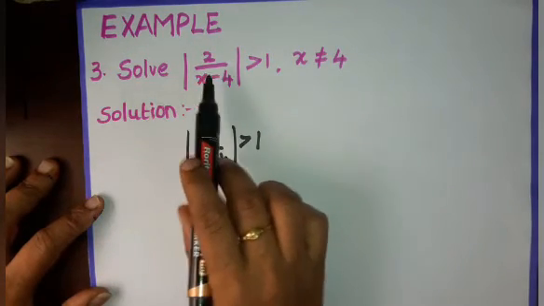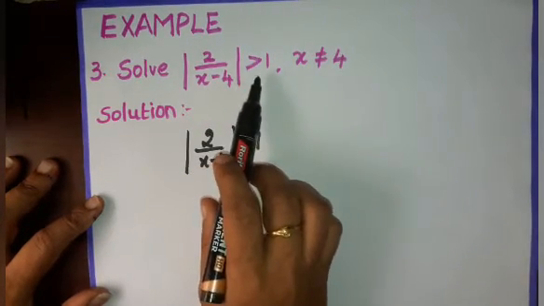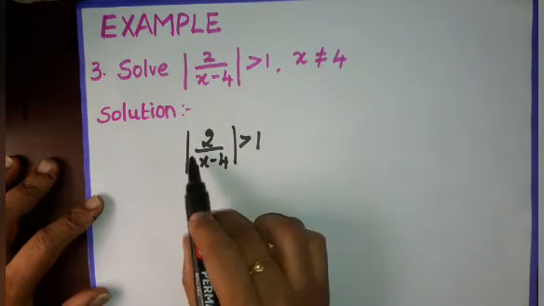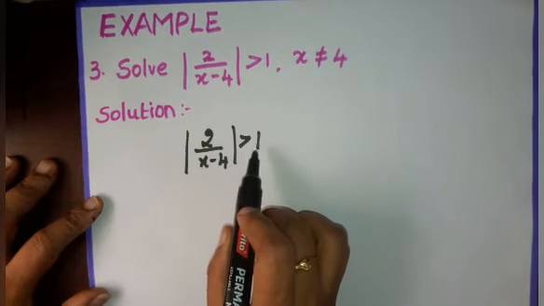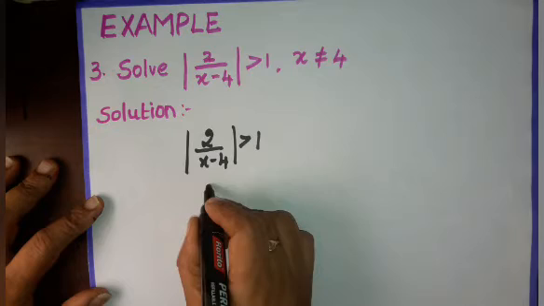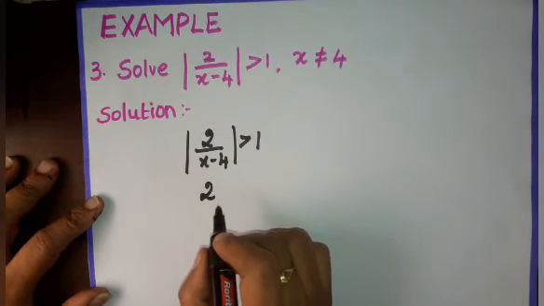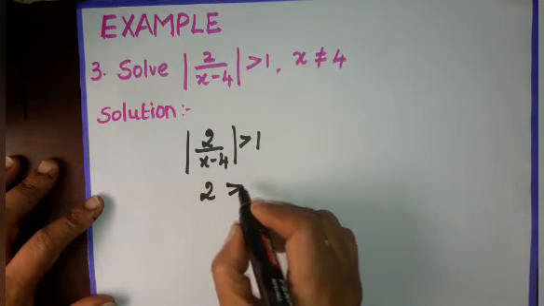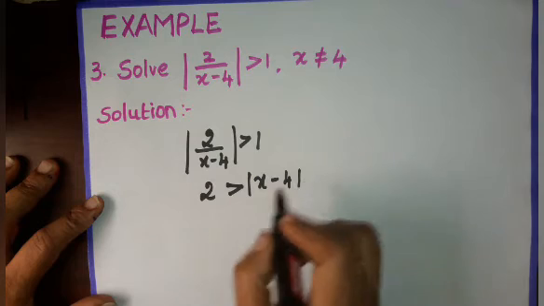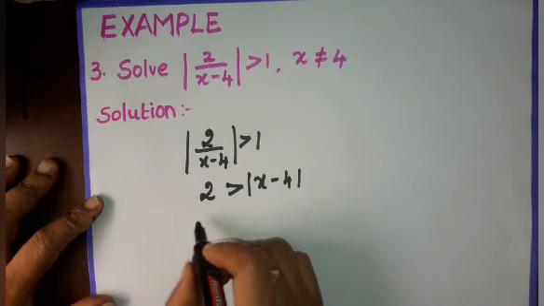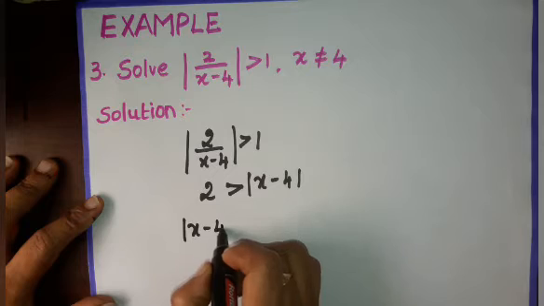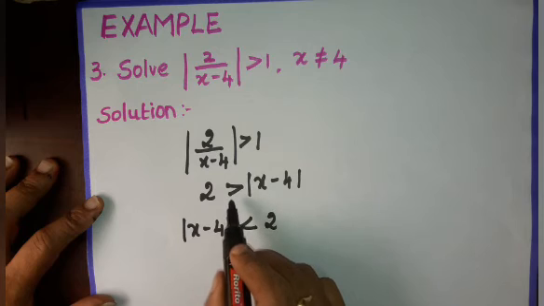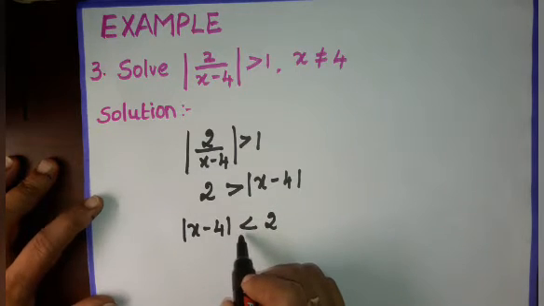Question number 3. Solve modulus of 2 by x minus 4 greater than 1. And the condition is x is not equal to 4. Modulus of 2 by x minus 4 greater than 1. 2 you can write as it is because number always positive. Now do the cross multiplication. 2 greater than modulus of x minus 4. Now I am going to write in reverse order. Then I will get modulus of x minus 4 less than 2. When I am writing in reverse order, the inequality sign greater than will become less than.